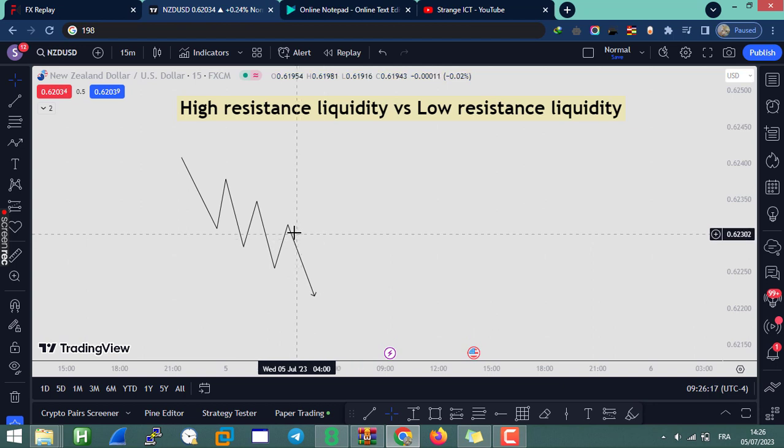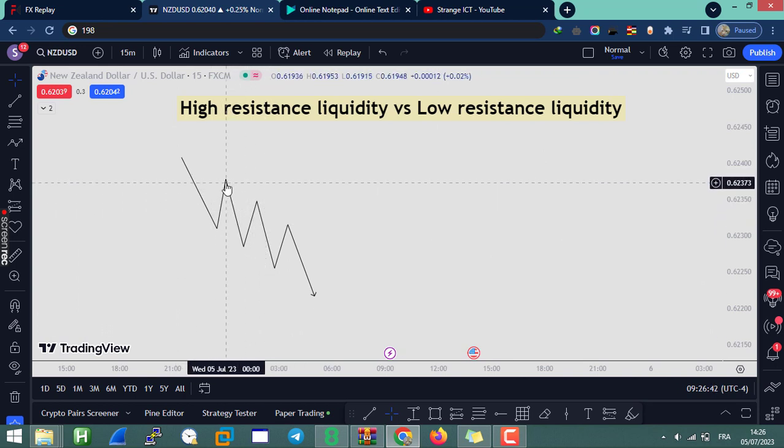Because price will always seek liquidity. All right, guys. You can see that liquidity here has never been touched. So the price will see this as a target, and it will attack them in an explosive way. So this is called low resistance liquidity. When you see failed swings like this, it is called low resistance liquidity.